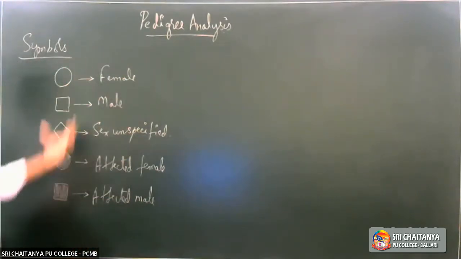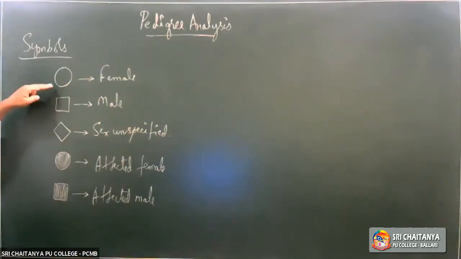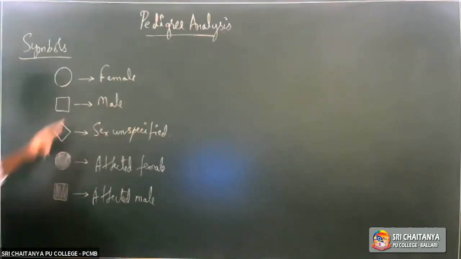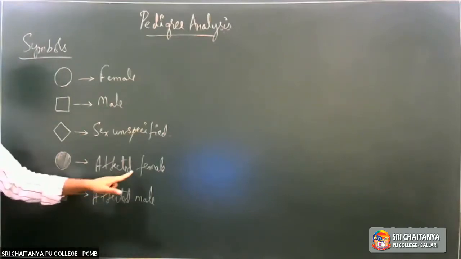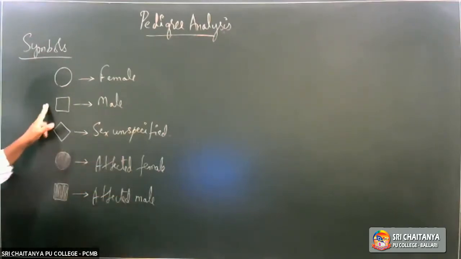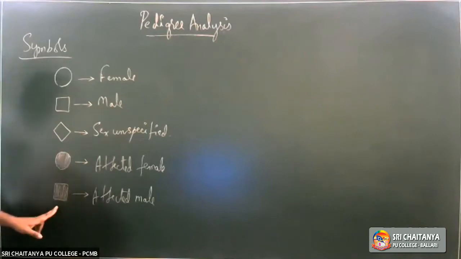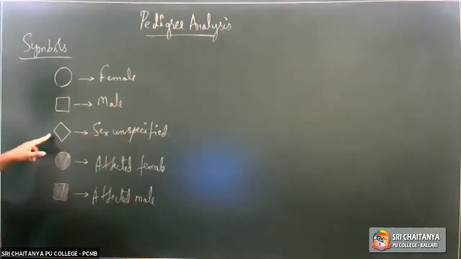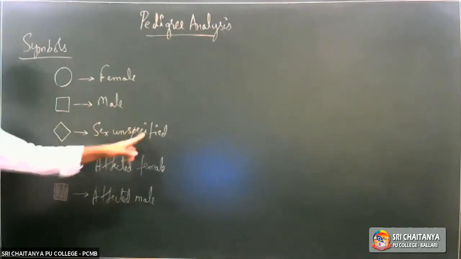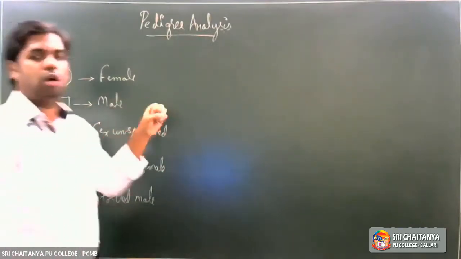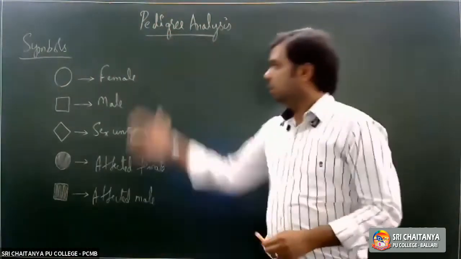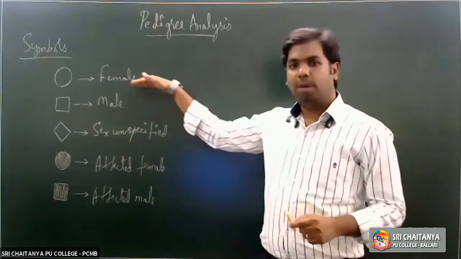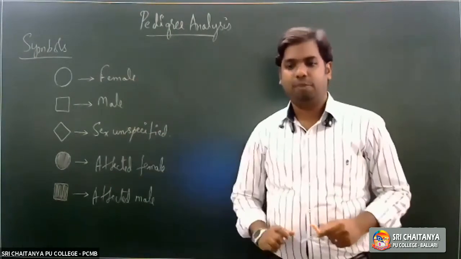So these are a few symbols we usually use. An empty circle, normal female. A solid circle, affected female. Empty square, normal male. Solid square, affected male. Then a diamond shaped structure we call unspecified sex, or the sex is not specified. So these are the terms we usually use for female as well as male: normal male, normal female, affected male and affected female, right?